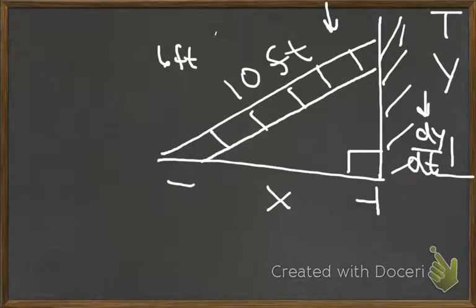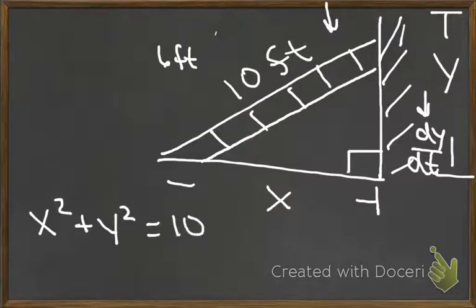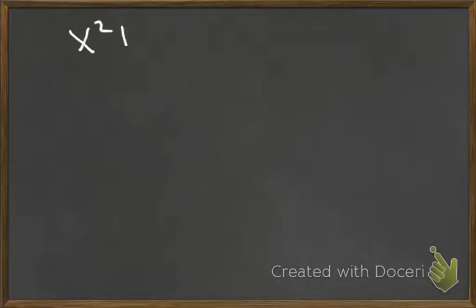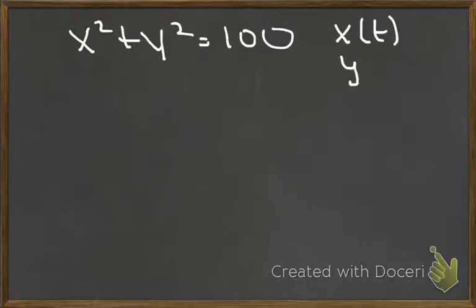Okay. All right, so we need a relationship between the variables, and what we see is we have a right triangle, so x squared plus y squared equals the hypotenuse, which is 10, and squared, that's 100. So there's my equation that relates the variables. Once I have that, x squared plus y squared equals 100, I'm ready to take the derivative, remembering that x is a function of t and y is a function of t. So x and y are both dependent variables.